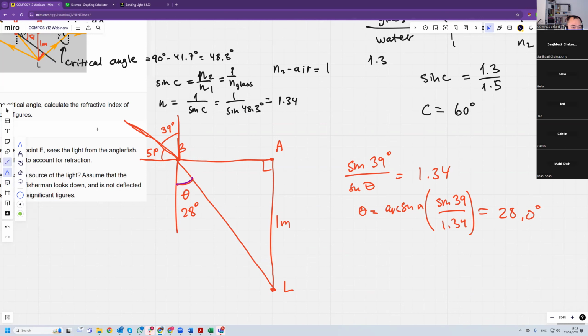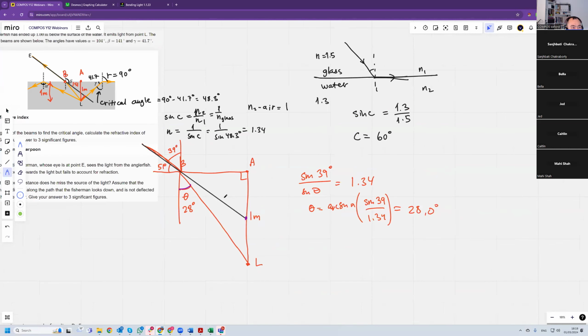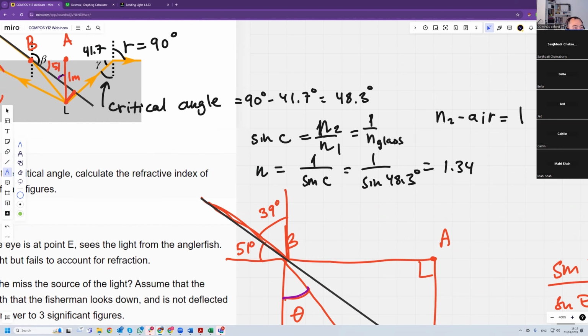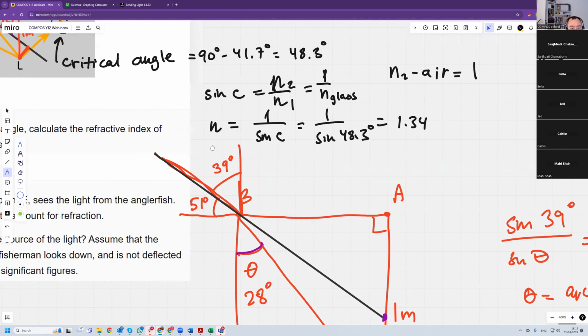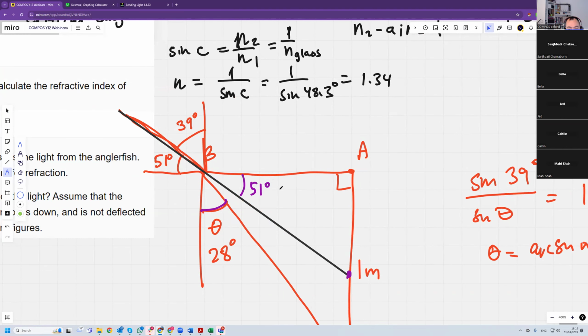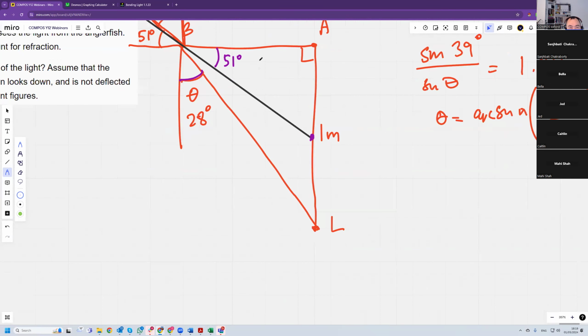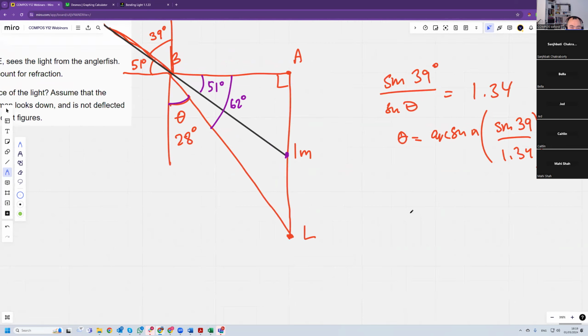And if we draw a line, okay, so we got 39. This is 1 meter. What else do we need? This is 51. Okay, so this is 51 degrees, which makes this 62 degrees, and we can use some trigonometry.